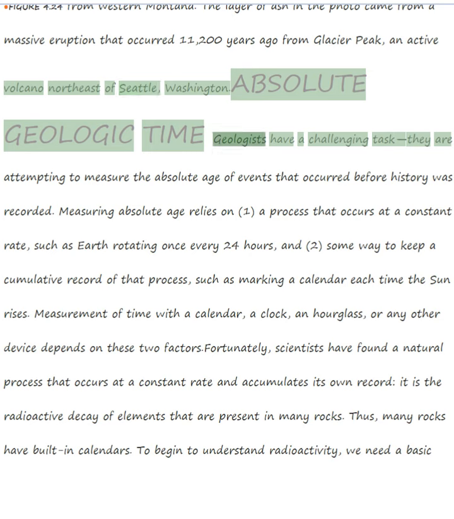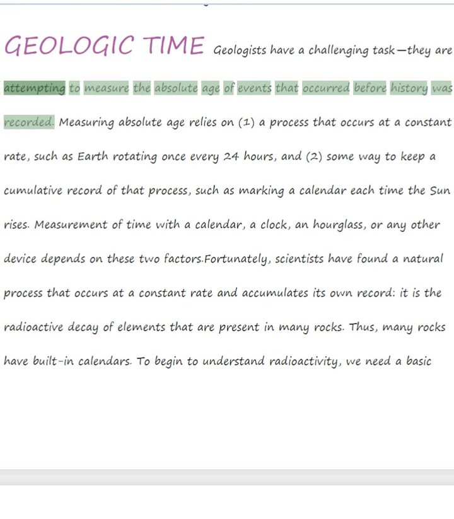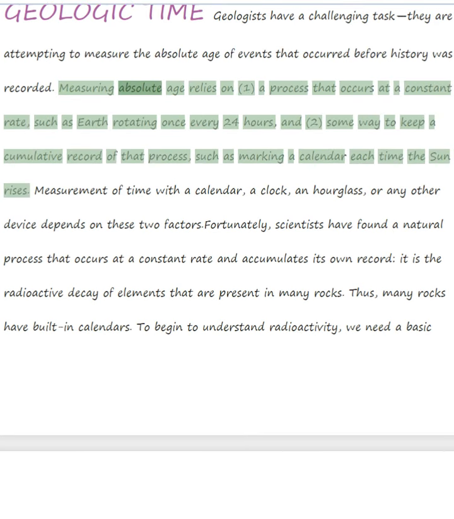Absolute geologic time: geologists have a challenging task. They are attempting to measure the absolute age of events that occurred before history was recorded. Measuring absolute age relies on a process that occurs at a constant rate, such as Earth rotating once every 24 hours, and some way to keep a cumulative record of that process, such as marking a calendar each time the sun rises.